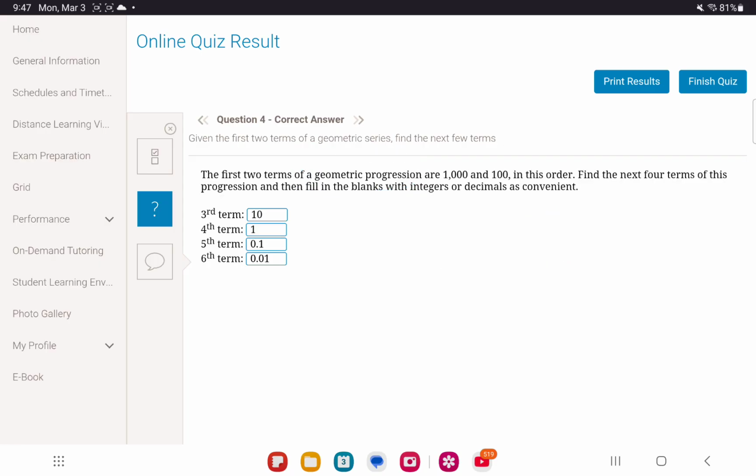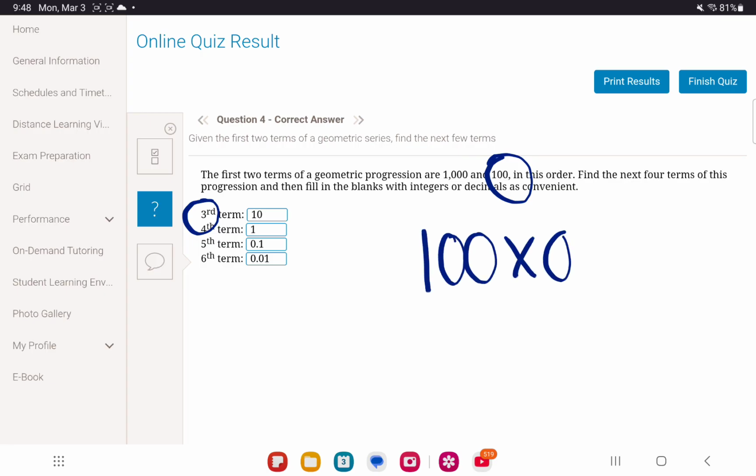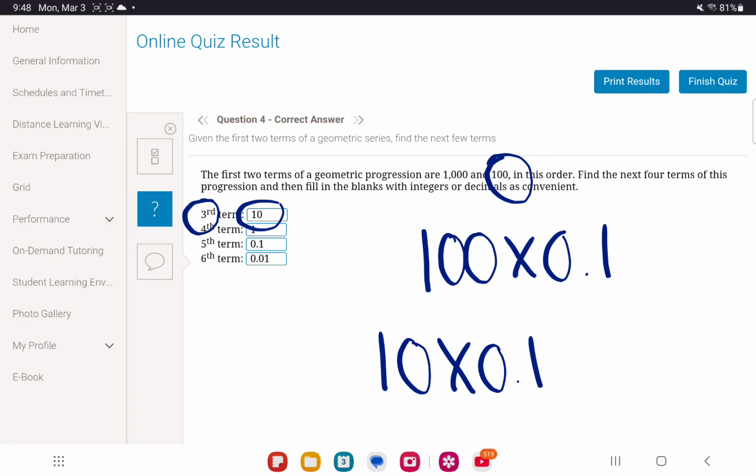So here they want the third term. They gave you the second term because this is 1 and this is 2, okay? So you do 100 multiplied by 0.1. Do it on your calculator or just have common sense. And that's 10. Okay, and then the fourth term is the third term multiplied by 0.1. So 10 times 0.1, which is 1. And then so on, so forth. It's the same thing, okay?